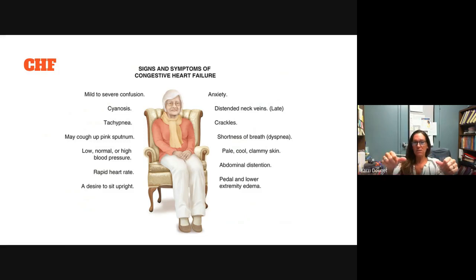You push on their shins and it takes like 4 or 5 seconds for the skin to even start coming back out, right? So you'll hear pedal edema, like, oh, she has 3+ pedal edema. That means it takes 3+ seconds for that to come back out, okay?